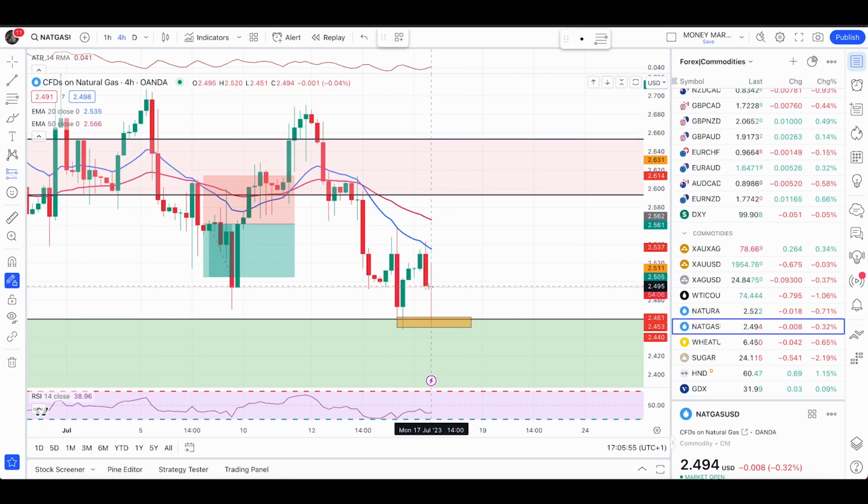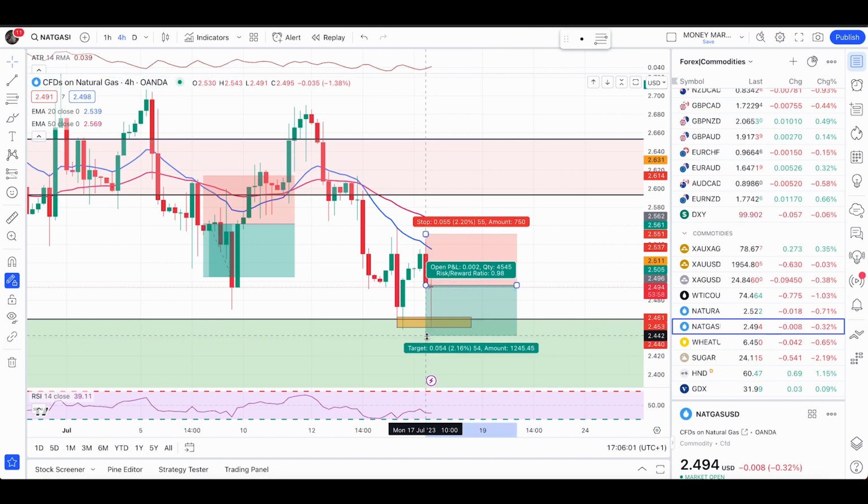So if you had entered right here, or let's say a little bit above, but let's do it at the close of this candle, 3.9 is your target, and as you can see, the 4-point target has been hit nicely. So that is how we enter the trade with conditions.